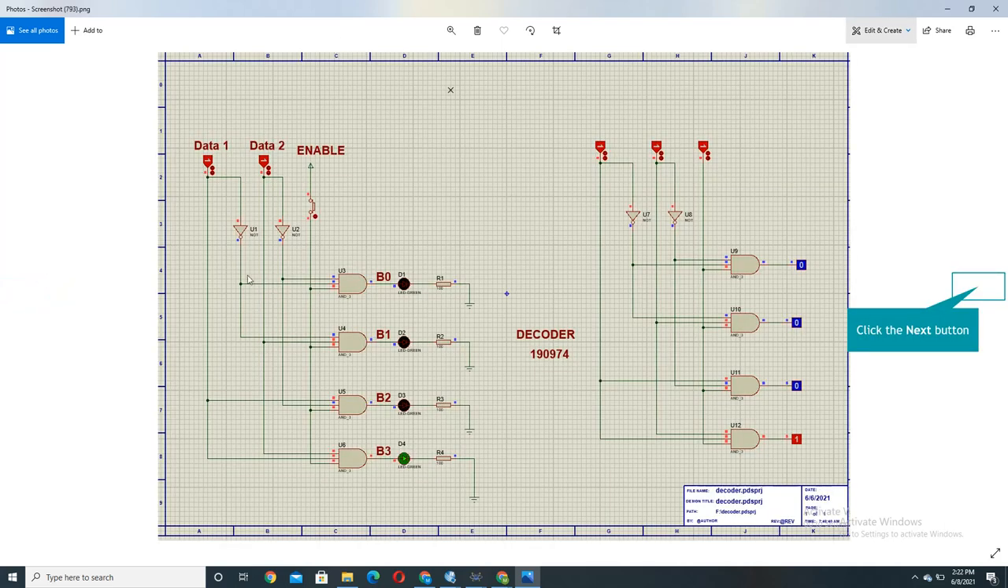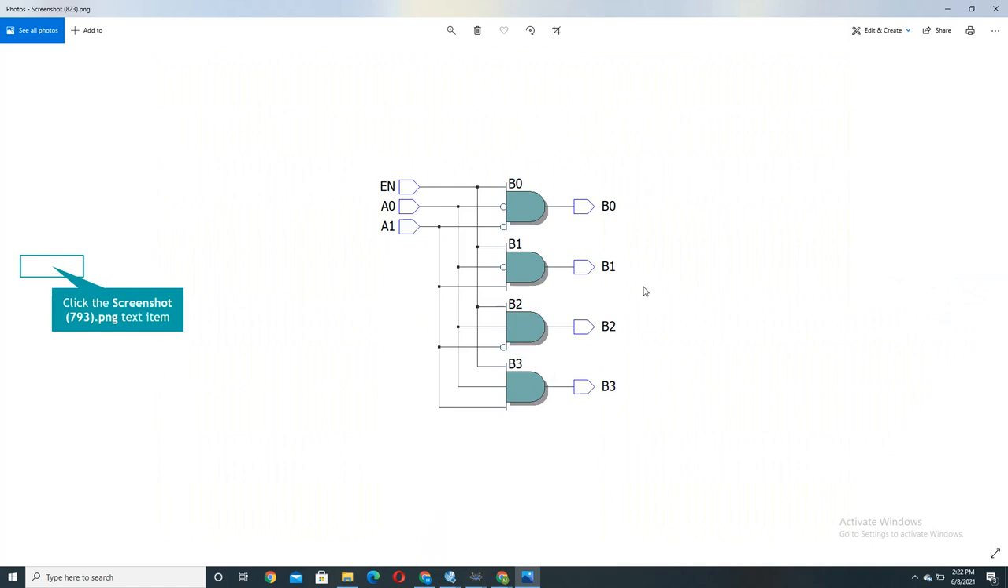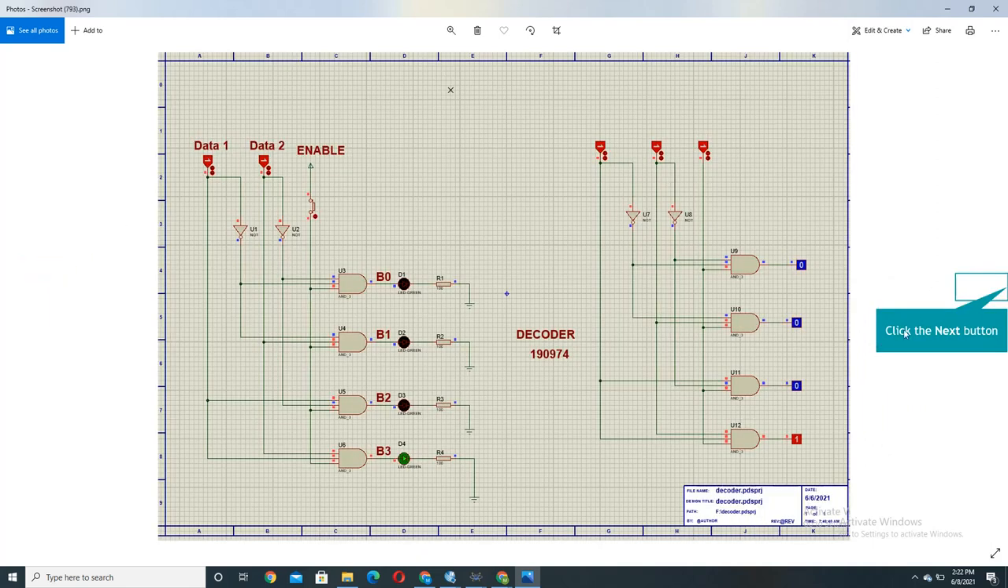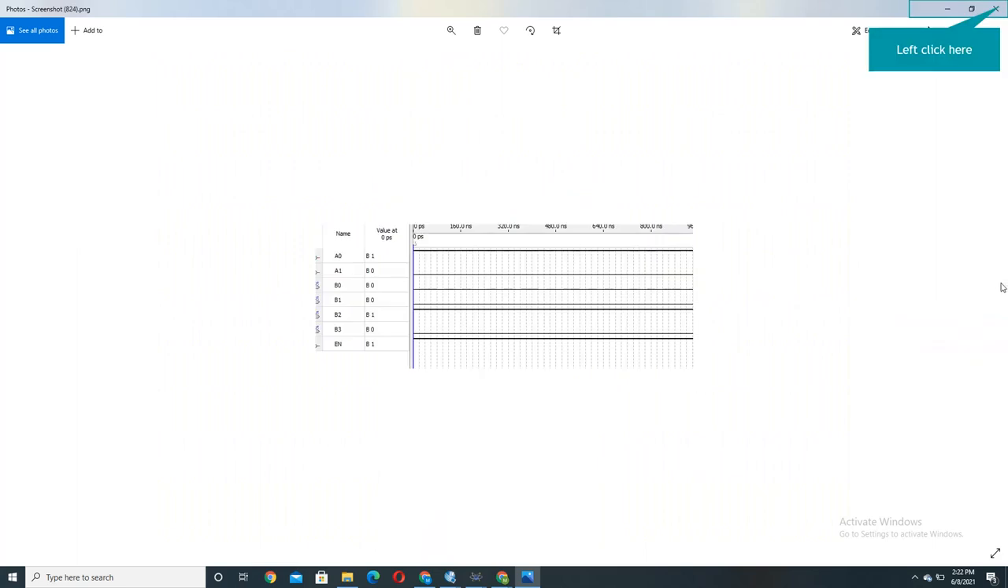We would just be giving the logic like this is an AND gate, this is an AND gate, and this is negative A0, negative A1, multiplied by enable. So this would be B0. Just like this we would be implementing, and you can see the RTL view is the same as this view, so it is correct.